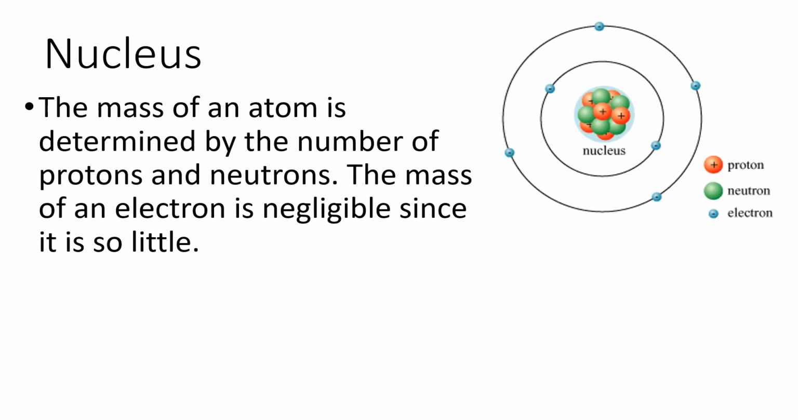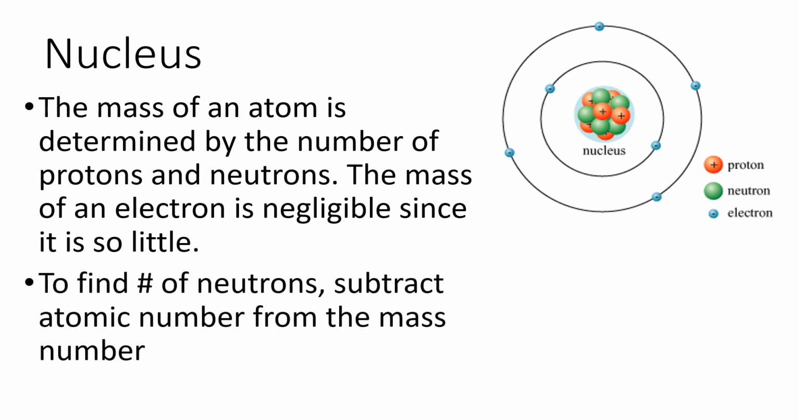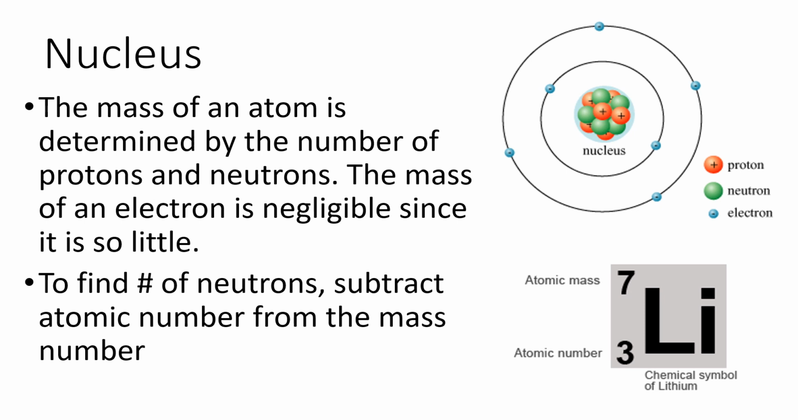The mass of an atom is determined by the number of protons and neutrons. The mass of an electron is negligible since it's so small. To find the number of neutrons, you subtract the atomic number from the mass number. So for lithium, if the atomic mass number is 7 and the atomic number is 3, the number of neutrons you would have is 4.